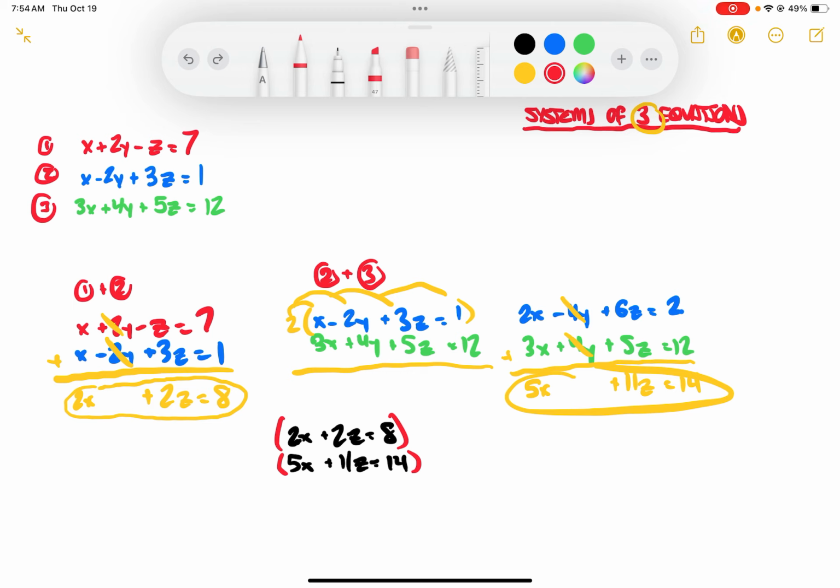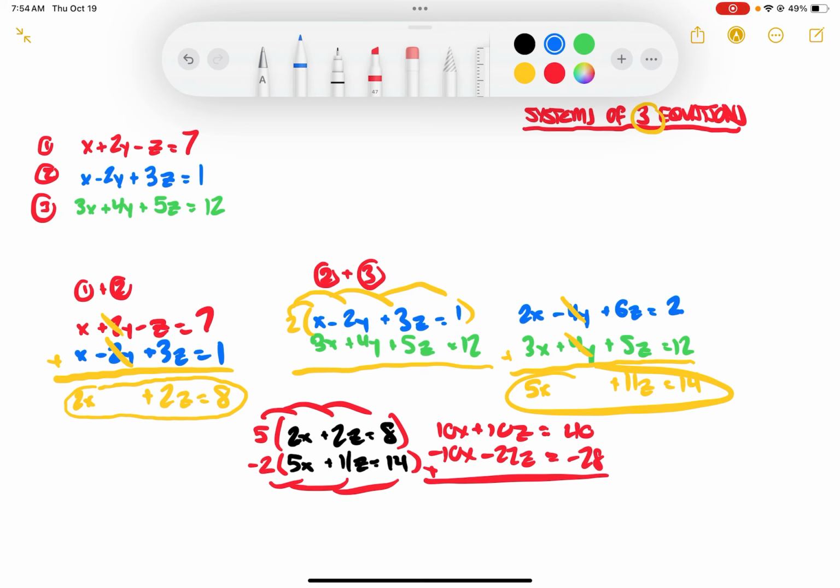So I could multiply this 2 by a positive 5, and I could multiply that 5 by a negative 2, right? And that will give me the pair of opposites that I'm always looking for, that positive 4 and that negative 4, that positive 2 and that negative 2. In this case, it's going to be that positive 10 and that negative 10. We do our distributing. 5 times 2x is 10x. 5 times 2z is 10z. 5 times 8 is 40. Negative 2 times 5x is negative 10x. Negative 2 times 11z is minus 22z. And negative 2 times 14 is negative 28.